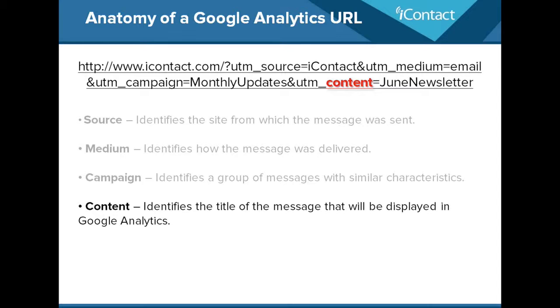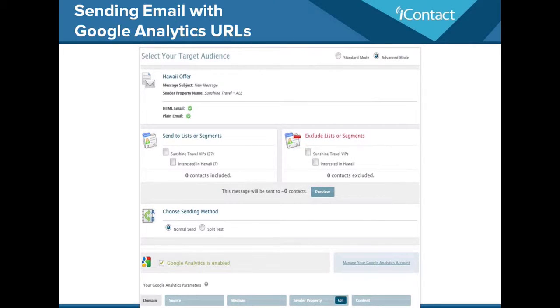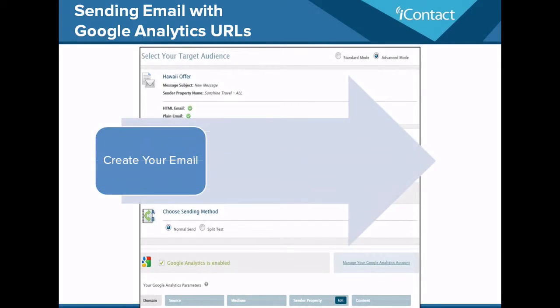Now that you understand how the Google Analytics parameters work, let's take a look at how to send an email that can be tracked through Google Analytics. First, you need to create an email as you normally would. Once you have created your email, click Proceed to Send. You'll then be taken to the Select Your Target Audience page.